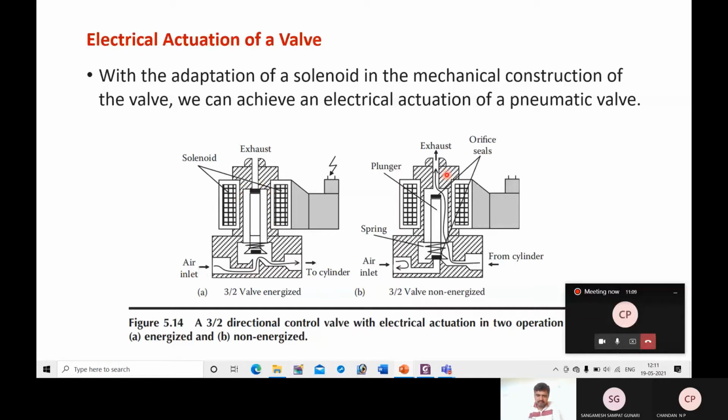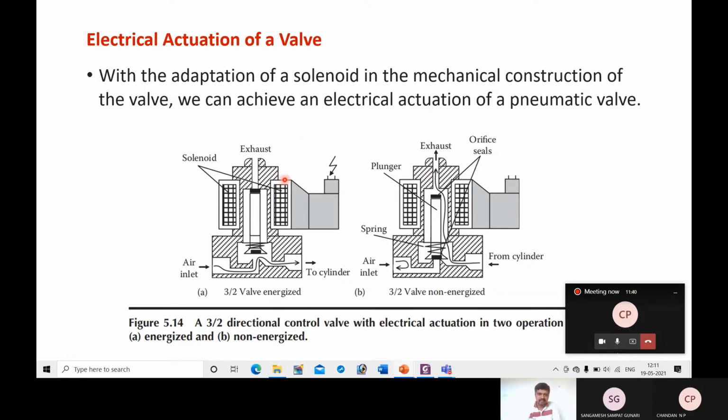If there is no magnetic field, that means the solenoid valve doesn't receive an electric signal and is not energized, then the plunger will not be attracted by the magnetic field. At that position, the plunger will be in this location, where there will be no movement of air from this port to this. This is how it will operate.